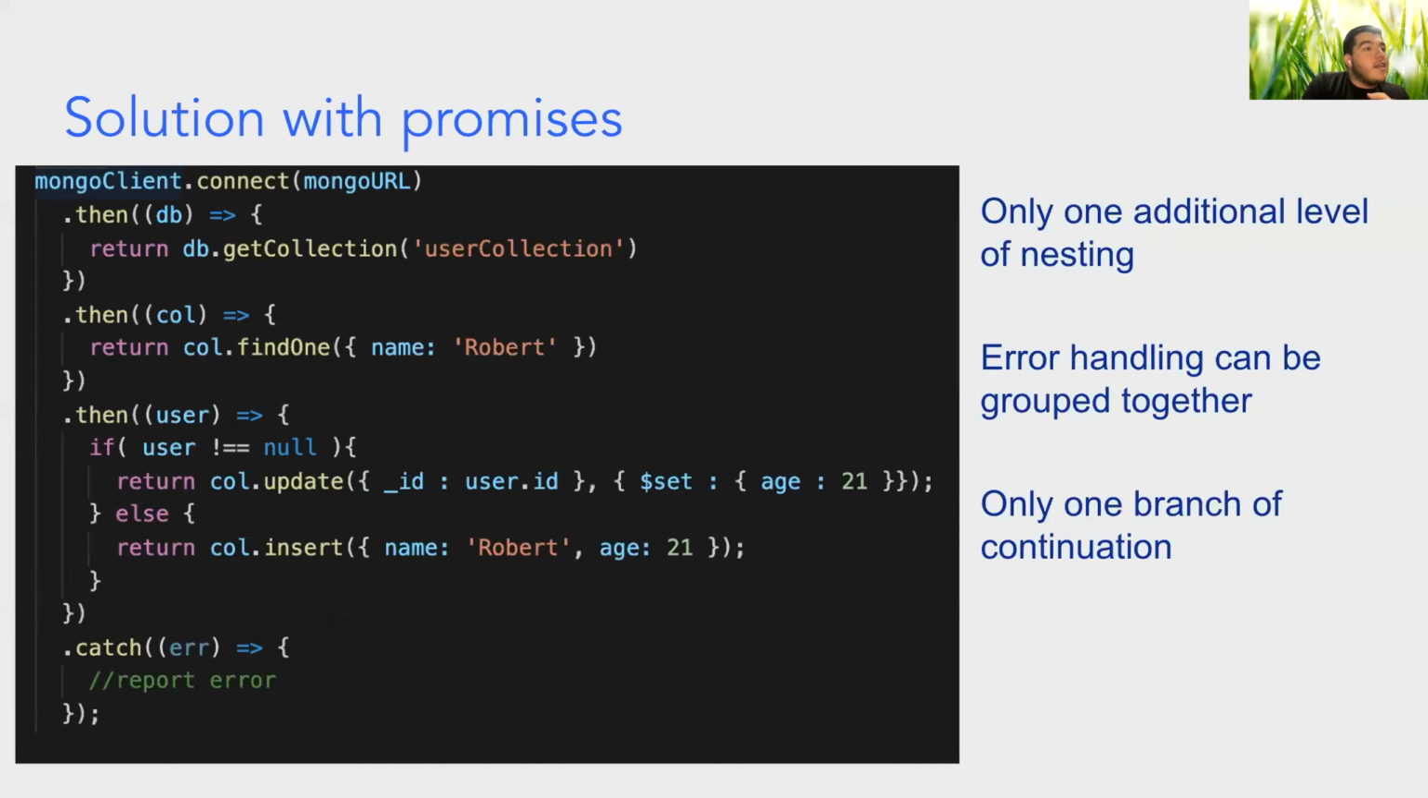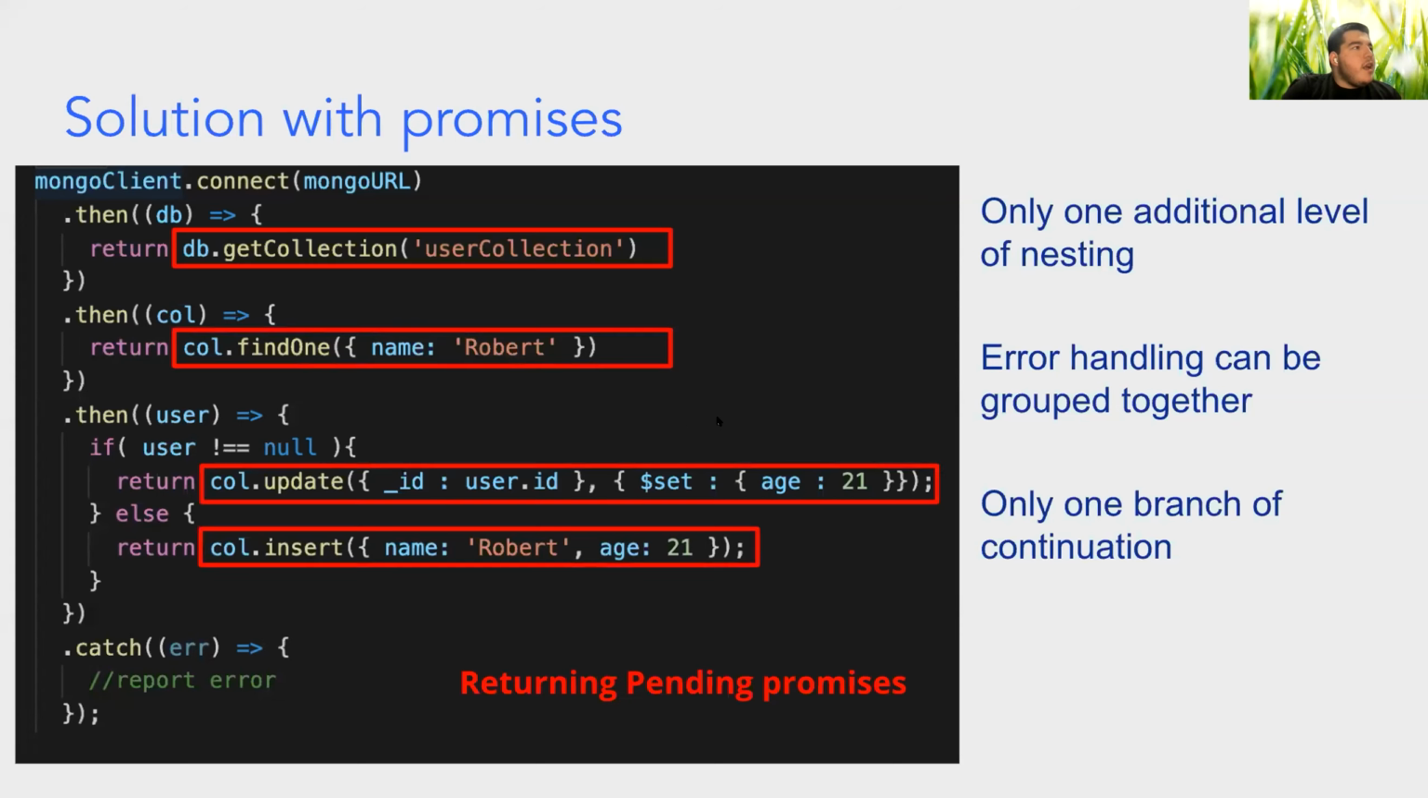We can do error handling with just one catch, and it's just one continuous branch. So it's going to run sequentially. It's going to get the database collection, and then pass it to the next .then, and we're going to pass in the collection and try to find a user. And if we find a user, it's going to pass it to .then. And so this is basically the chain that we created of pending promises.